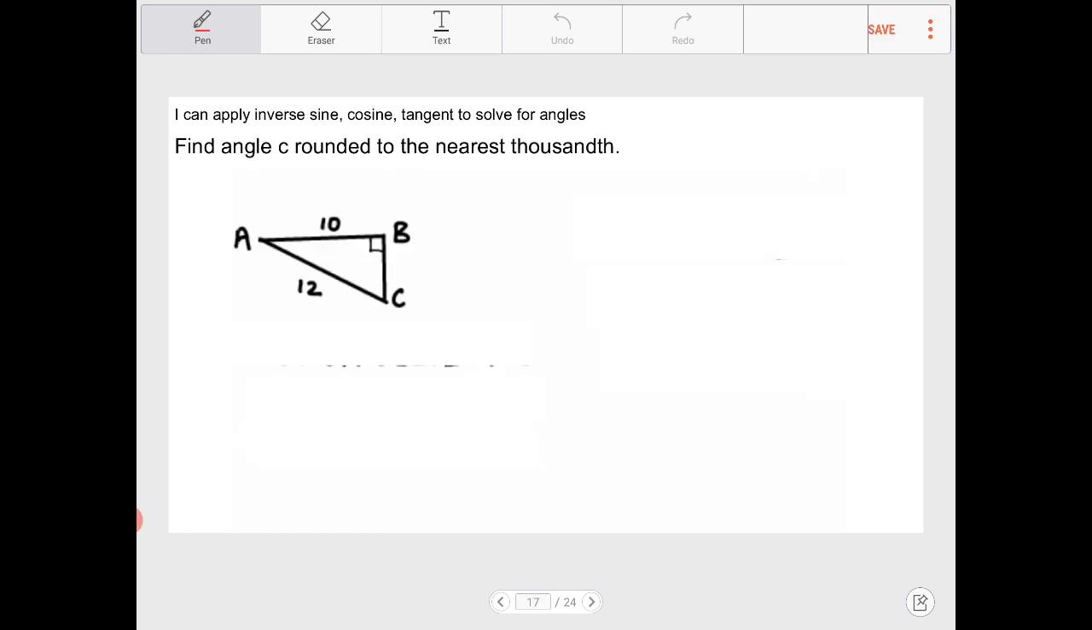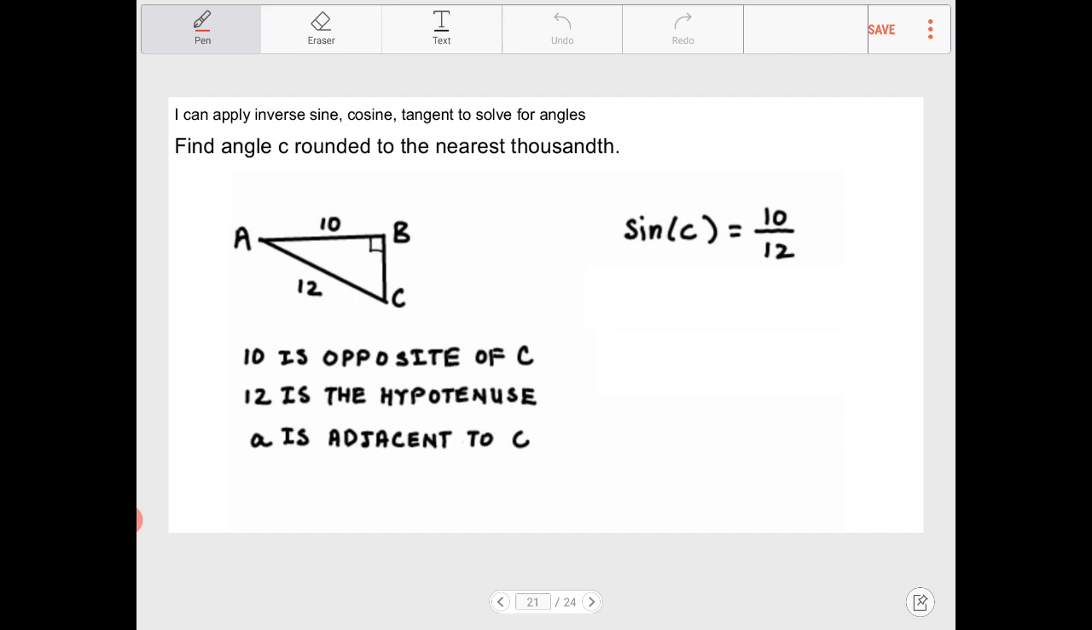We do the same thing. Pause the video to see if you can figure this out. Hopefully you had some time to think about it. We are figuring out what angle C is. Because we're dealing with opposite and hypotenuse, we're going to be using sine. So sine of C is equal to 10 over 12, or C is equal to arc sine of 10 over 12. Therefore C is equal to 56.443.